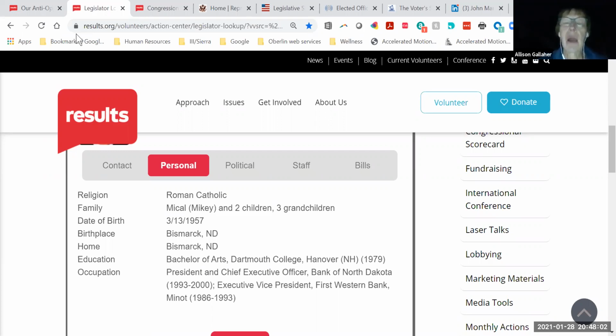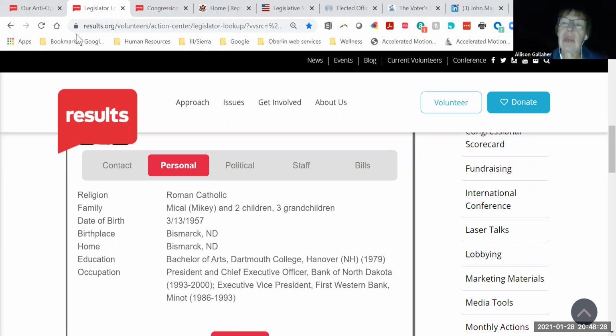And if you are comfortable doing this and sort of bringing their religion forward in your relationship with them, you can find out what the Roman Catholic Church's position is on our housing issues, or on vaccine equity, or on basic education for all, or for tax policy.